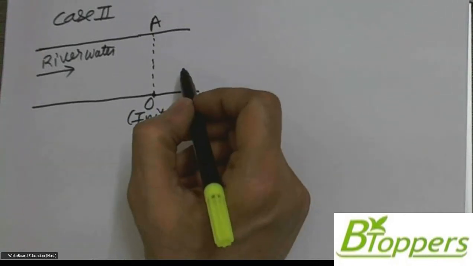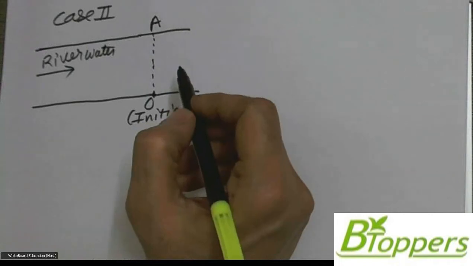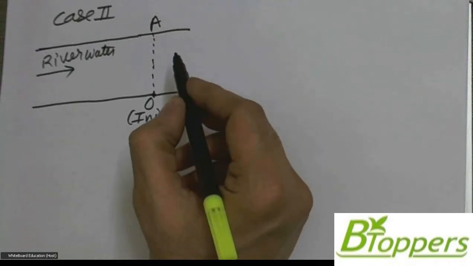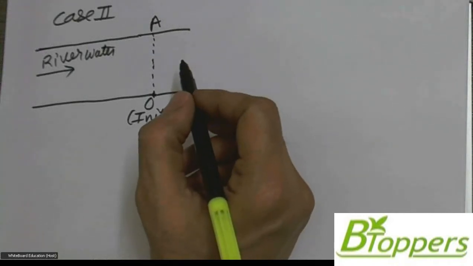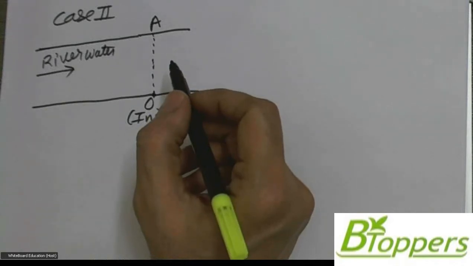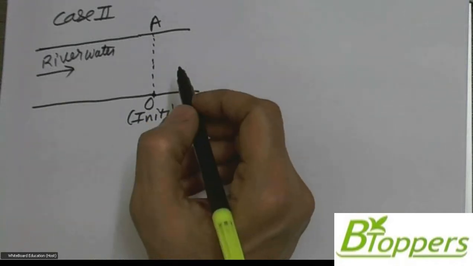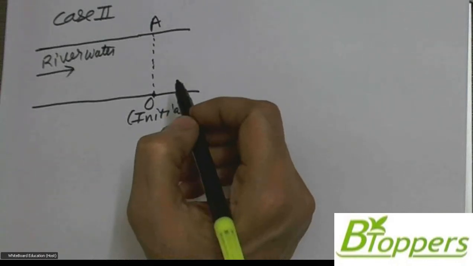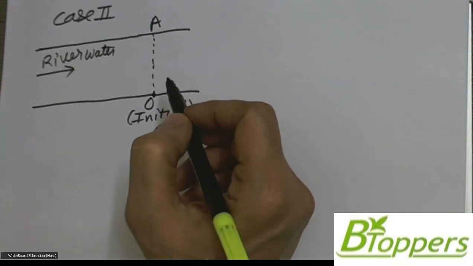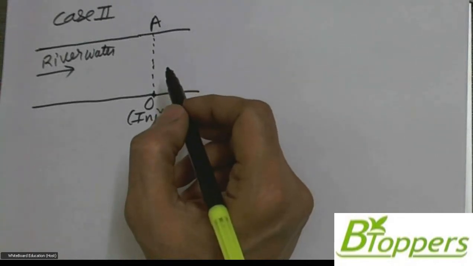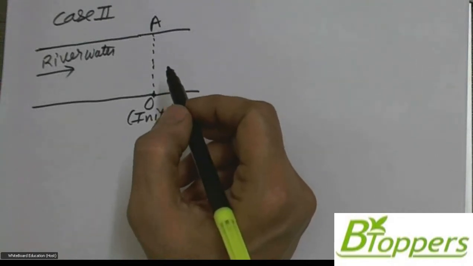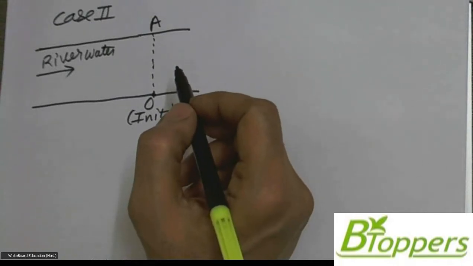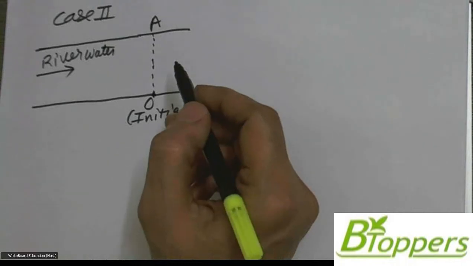So in any case, the actual direction of the motion of the boat will take place in the direction of the resultant of V bar and U bar. Here U bar is the velocity of river water. V bar is the velocity of the boat relative to water. Or you can say V is the speed of the boat relative to water. Or V is the speed of the boat in still water.